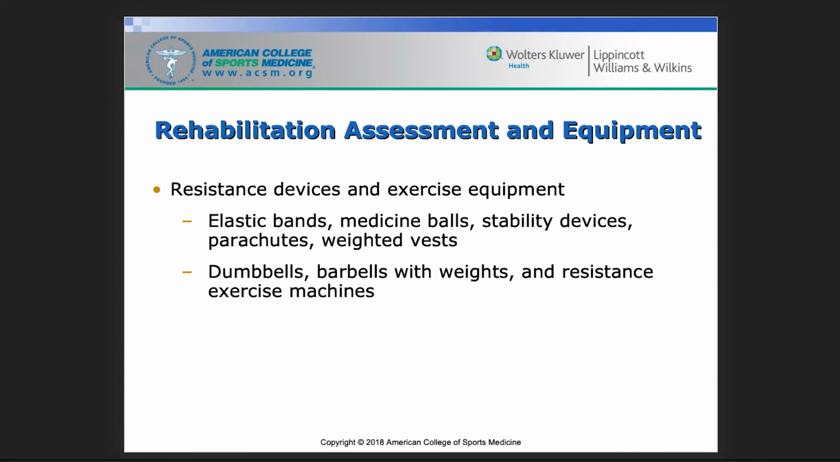And the last portion here is devices for rehabilitation and the equipment that is associated with that. So we have some resistance devices. We can use regular barbells and dumbbells, but also elastic bands, medicine balls, any type of stability devices, the ones you can stand on to look at your stability, any type of parachutes or weighted vests. So it's not just the normal resistance training devices that we think of. We can also use those other ones like the elastic bands and medicine balls. The kettlebells have gotten really big in the past decade or so. So those can be incorporated into this as well.